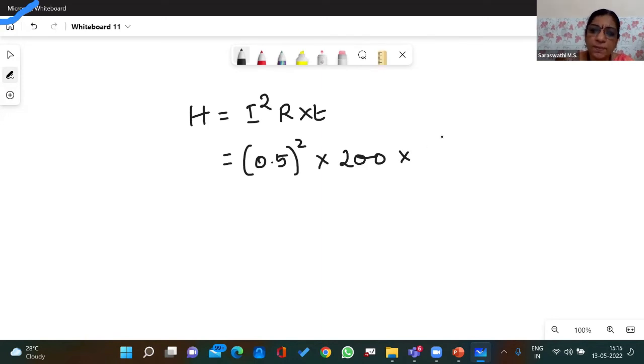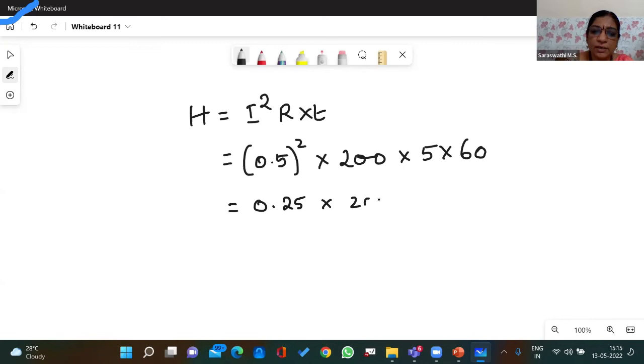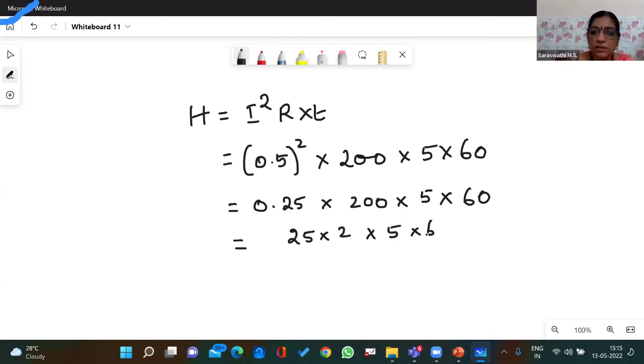Time is how many minutes? 5 minutes. 5 minutes into 60, because we are going to convert it into seconds. So this becomes 0.25 into 200 into 5 into 60. So this becomes 15,000. 20 into 2 into 5 into 60.